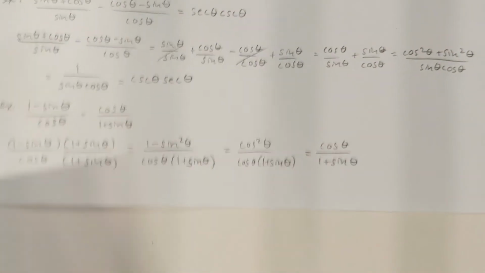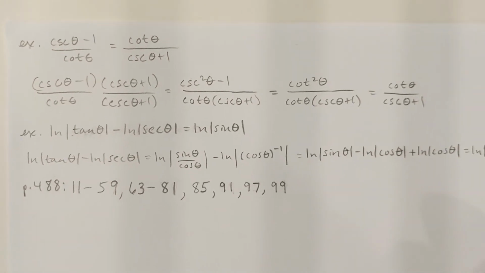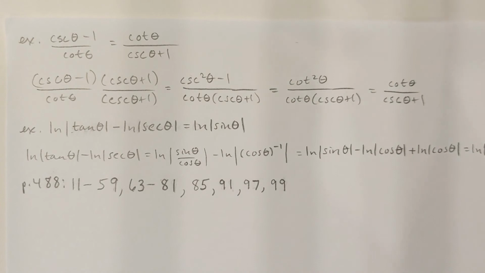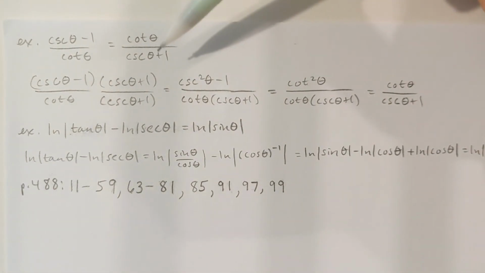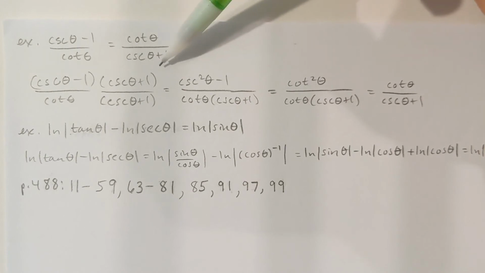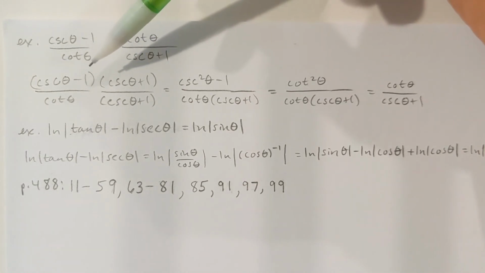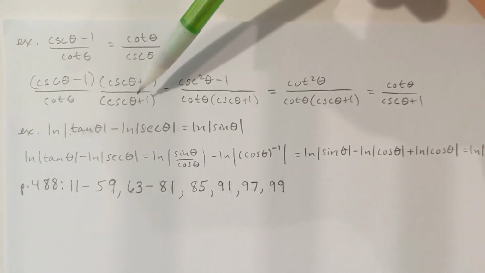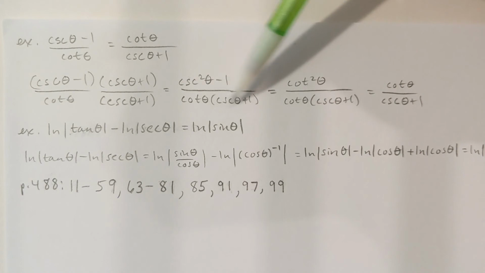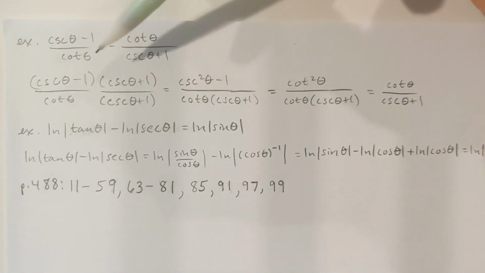Okay, here's another example. This one's going to be similar to the last one, so I'm going to start with the left side and get to the right side. Now on the right side, I see there's a cosecant theta plus 1 term in the denominator, and I don't have that in the denominator on the other side. So if I begin by multiplying the top and bottom by cosecant theta plus 1, then I'll have that expression there in the denominator. And so that's what I've done.